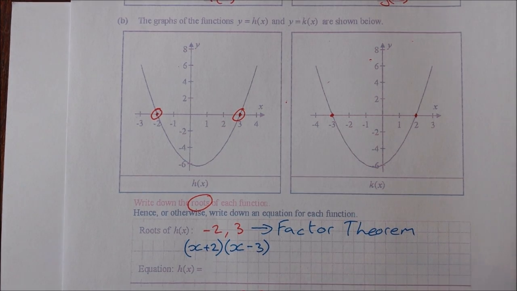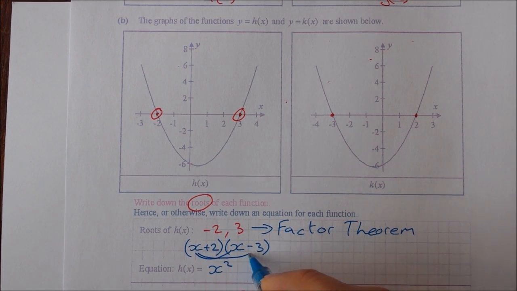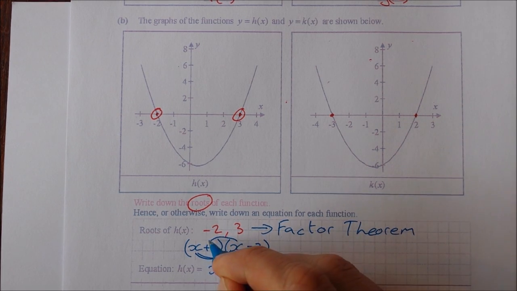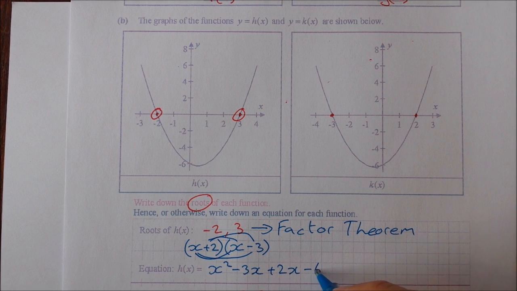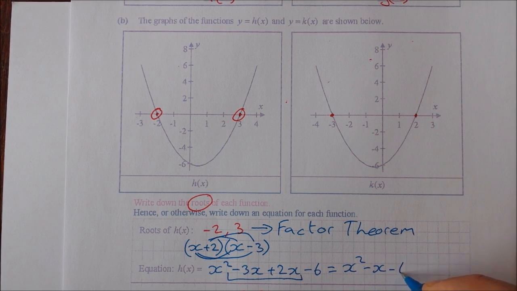Then to get the equation, all we need to do is multiply out these brackets. X by x is x squared. X by minus 3 is minus 3x. 2 by x is 2x. 2 by minus 3 is minus 6. We can simplify this a bit further. Minus 3x plus 2x is minus x. So it's x squared minus x minus 6.